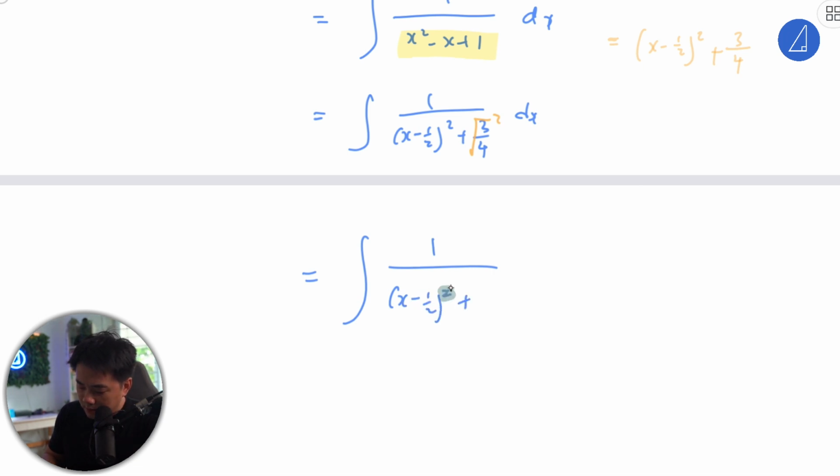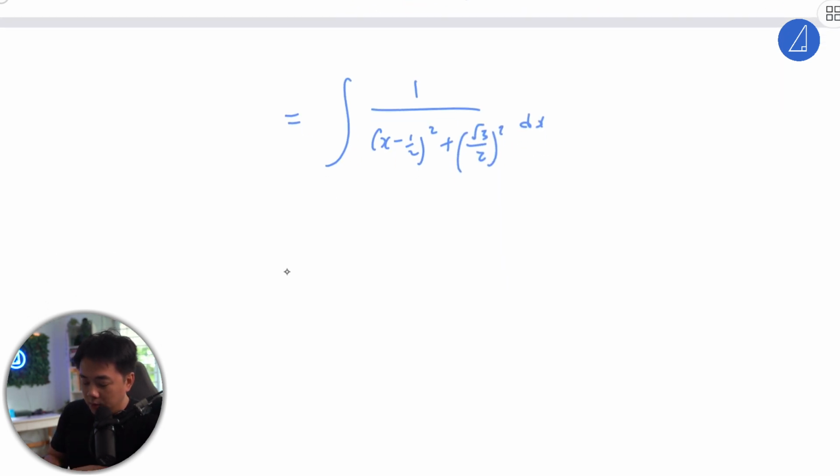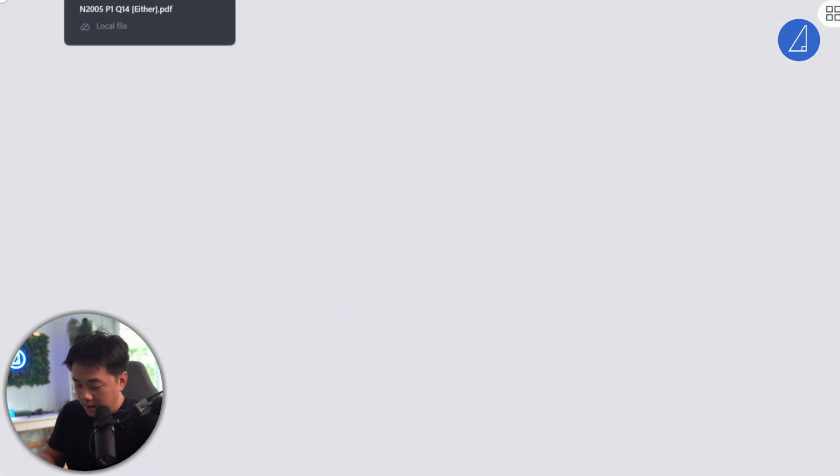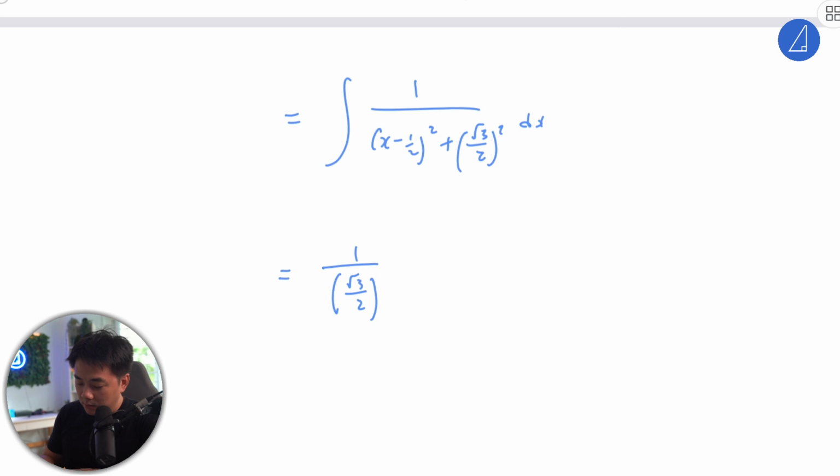Or MF26. Okay, so this is the integral of 1 over (square root 3 over 2) squared plus x squared dx. So in the formula booklet, we know that this is 1 over a, tangent inverse x over a. So 1 over a, here 1 over a, tangent inverse x over a. So this integral here is under MF27. So tangent inverse (x minus half) over square root 3 over 2, plus c. So this shouldn't be an issue.